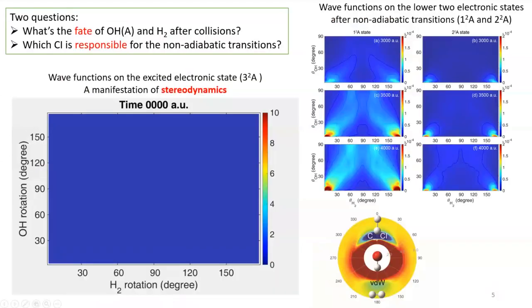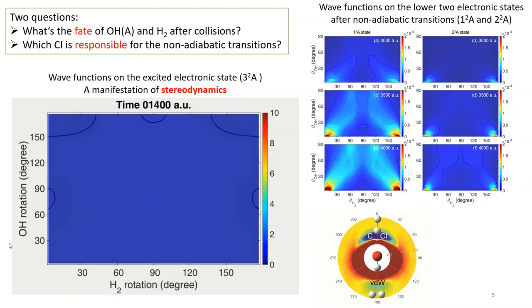Here, basically we want to answer 2 questions. The first, what's the fate of the OH and H2 after collision? And the second, as described in the last slide, there are multiple CIs, but which one is responsible for the non-adiabatic transitions? Here on the left, the animated wave function on the excited 3²A surface is shown along the OH and H2 rotational angles. The OH and H2 were prepared in the ground rovibrational states, so initially OH and H2 have equal probability in all orientations.